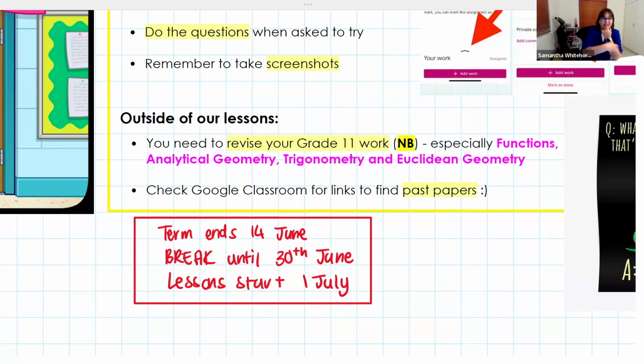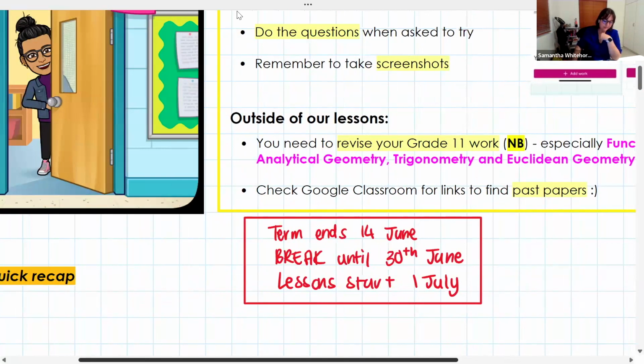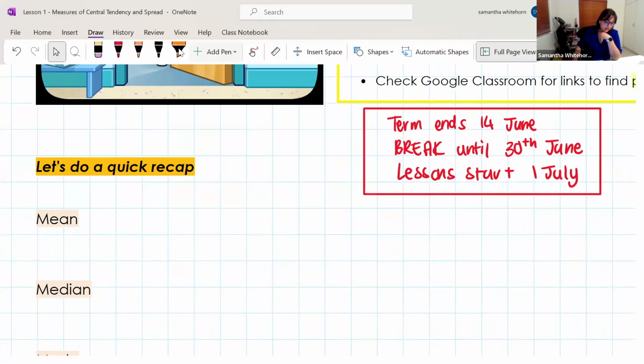Like I said, we're doing stats, statistics, data handling, whatever you want to call it. It's completely up to you. But basically, it is looking at data and then analyzing it. Now, stats is a paper 2 concept.